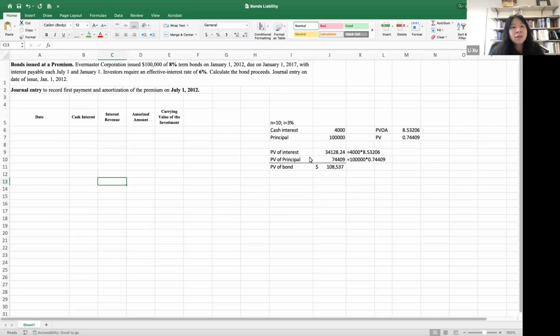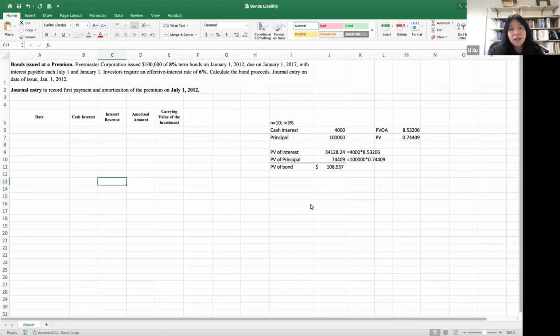Okay, so to be able to do the journal entry, we first have to identify whether this is issued at a discount or premium. How do we know? The way we decide whether the issuance is at a premium or discount really depends on how much money you get when you issue it. In other words, what is the present value of this bond? Here I wanted to show you how we're going to use the table to solve this.